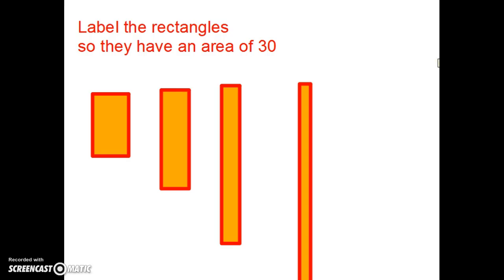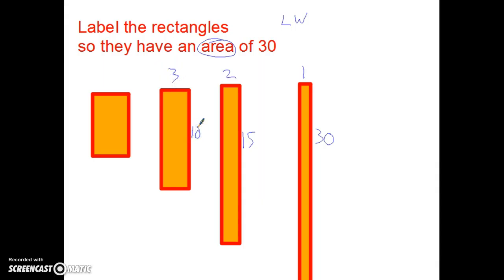Label the rectangles so they each have an area of 30. So remember, area equals length times width. So all I have to do is come up with the numbers that I multiply together to get 30. Easiest one I can think of is 1 by 30. And then since 30 is even, I know I'm going to have 2 times something, which would be 2 times 15. Let's try a 3 out. Can I do 3 times something equals 30? Yep. 3 times 10.